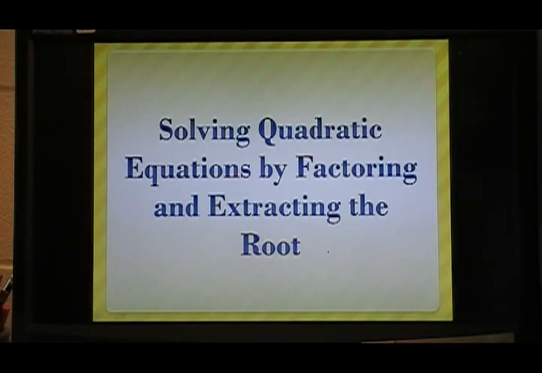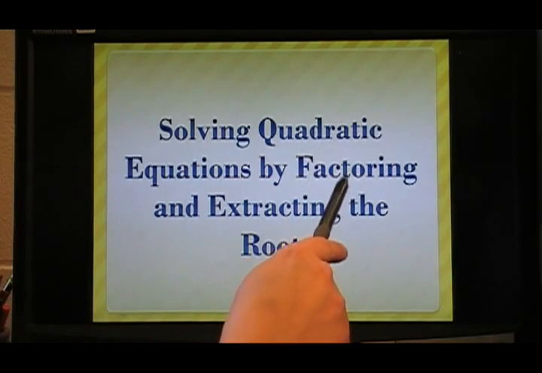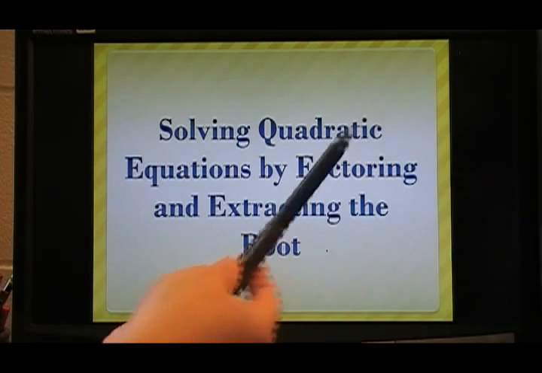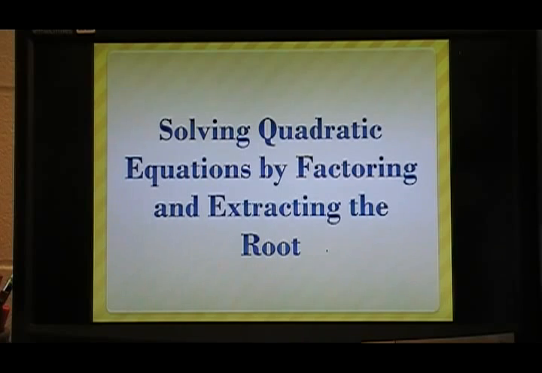Okay, in this next chapter we're going to be talking about solving quadratic equations and working with quadratic equations in one variable and two. Most of you have had experience solving quadratic equations by factoring. This is probably going to be review, but some of the other methods that we're going to talk about may be new to you.